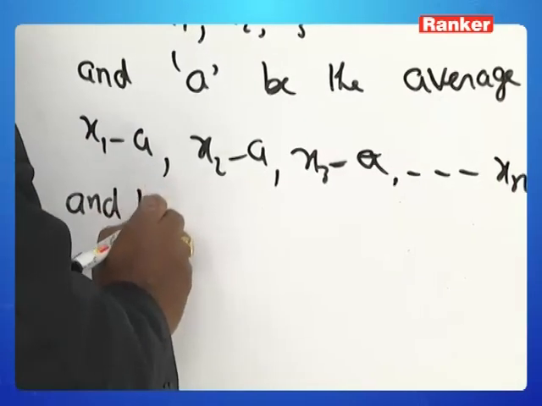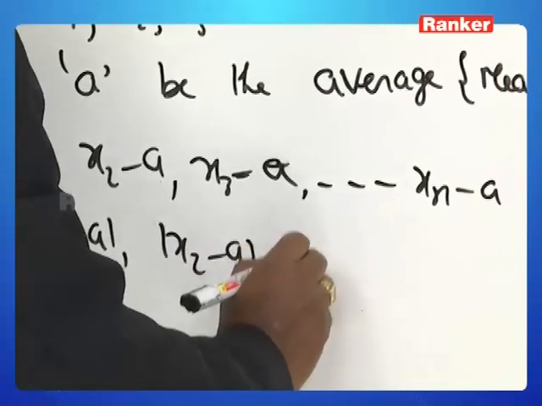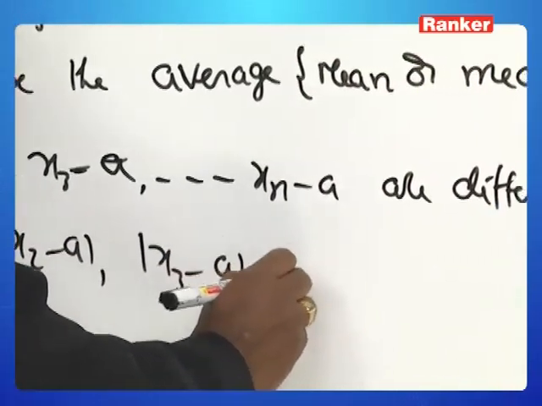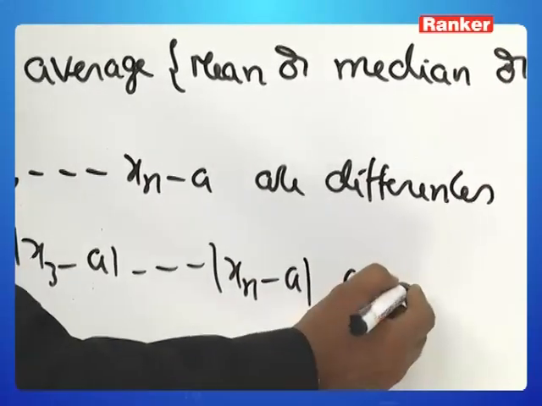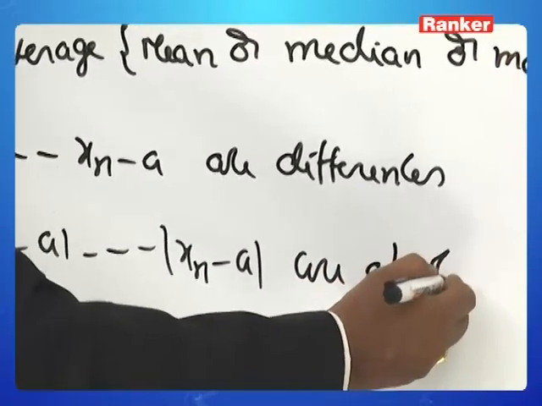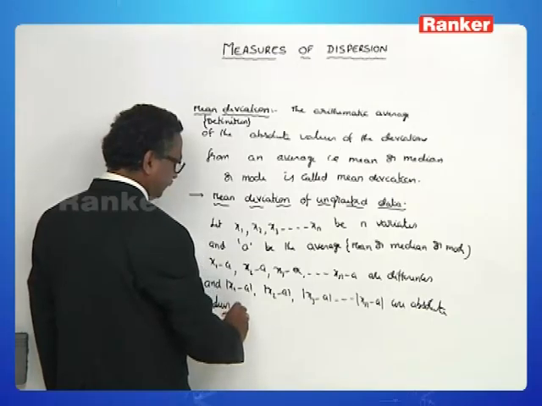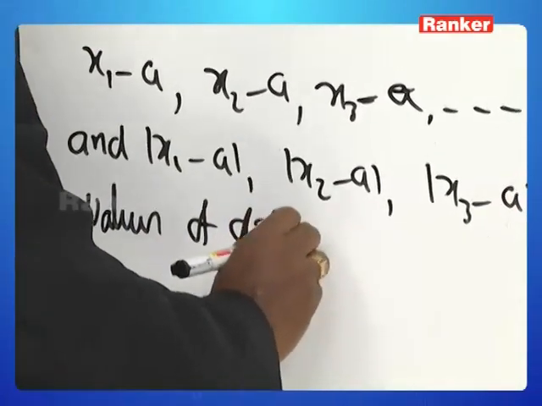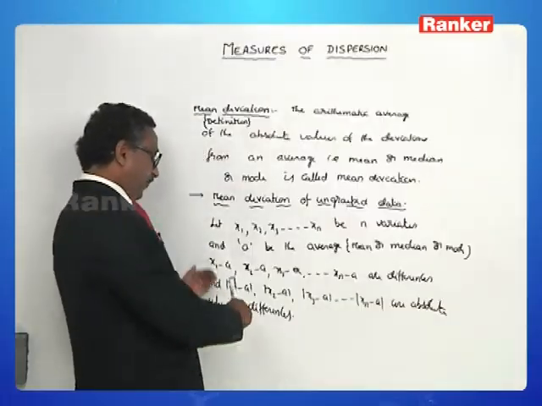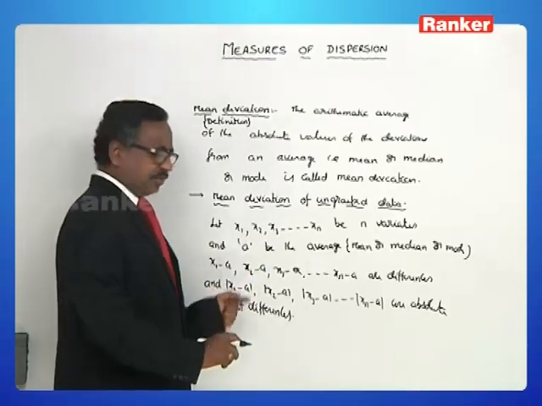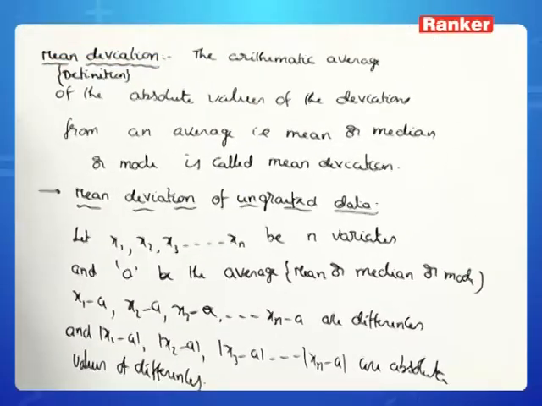And modulus of x1 minus A, modulus of x2 minus A, modulus of x3 minus A, so on modulus of xn minus A are absolute values. Absolute values are the differences. Now, if you add all these absolute values and if you divide with number of quantities, you can get the mean deviation.